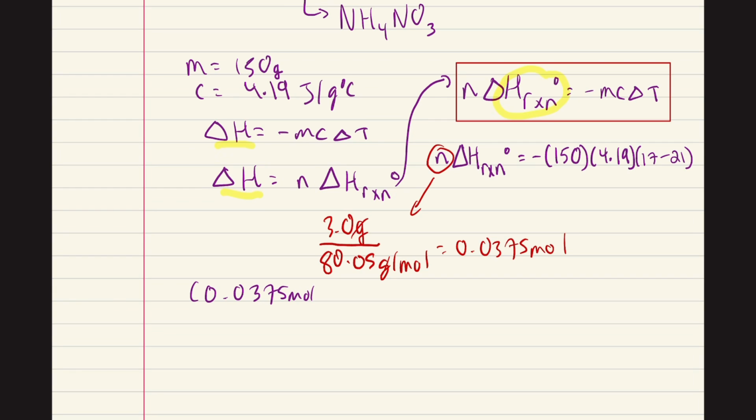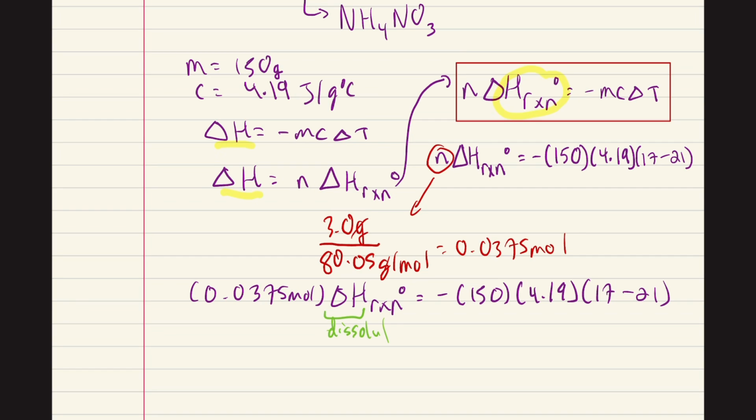So now inserting that fully into this equation, we have 0.0375 mole of ammonium nitrate multiplied by the unknown, which is the molar enthalpy of the reaction, of the dissolution. And that's going to be equal to, again, our calorimetry data from the water or the solution that was heating up. And remember that enthalpy change is only experienced by the system, so this represents the dissolution of ammonium nitrate.